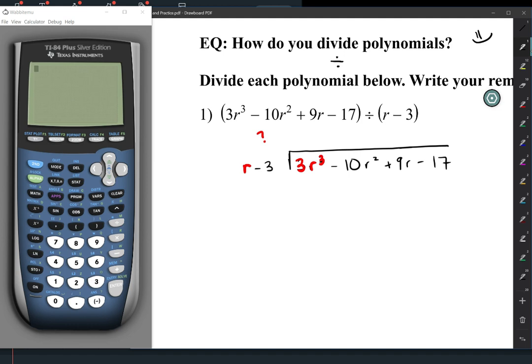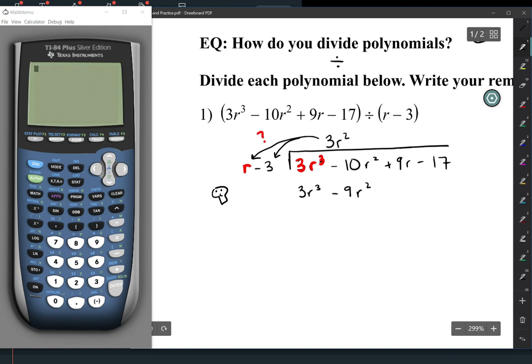The answer to that is we would want a 3r squared. So I'm going to write that up above there. 3r squared times r is going to make 3r to the third. And then you want to distribute to the minus 3. So what we're going to see here is that's going to be negative 9r squared.